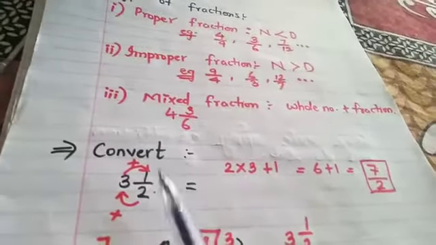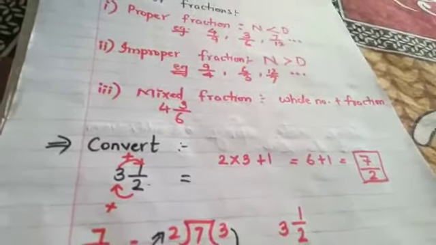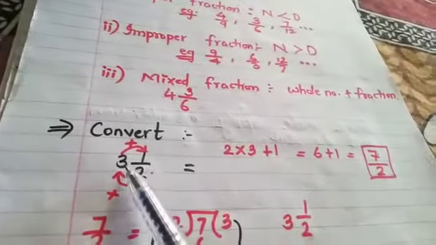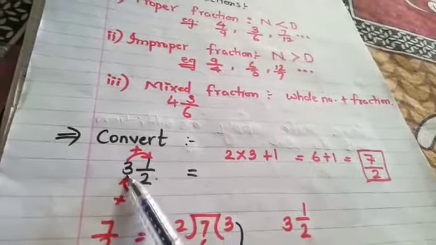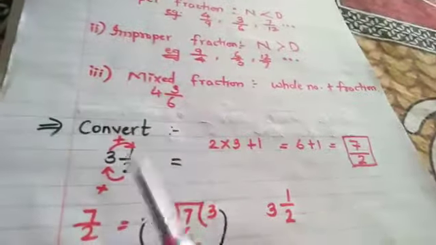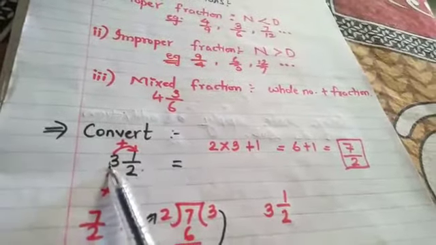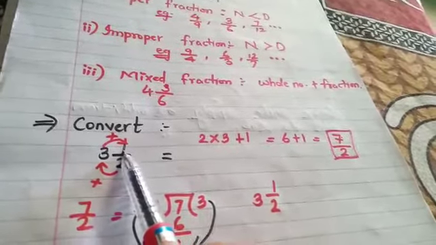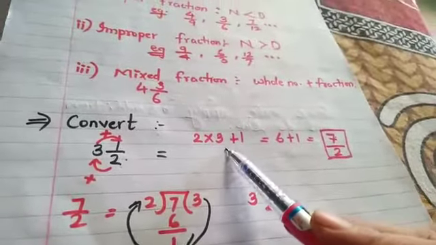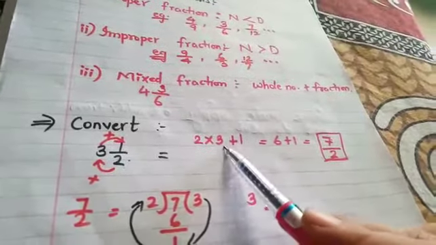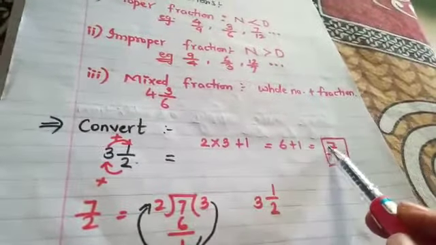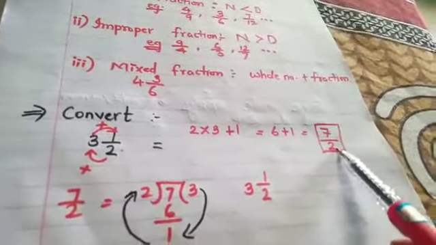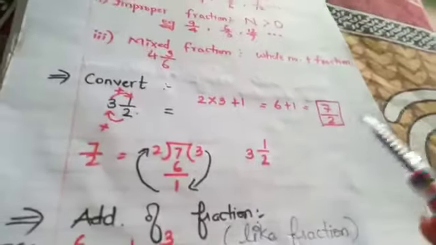Next is conversion. We have to convert mixed into improper, and improper into mixed. How to convert it? See here. Suppose it is given 3 1 upon 2, 3 integer 1 upon 2. So what you have to do? Multiply 2 by 3, and whatever answer you get, you have to add this number 1. So see here, 2 into 3 plus 1. 2 into 3 is 6, plus 1 is 7, and whatever denominator is given in the fraction, you have to write the same. Okay, this is an improper fraction.